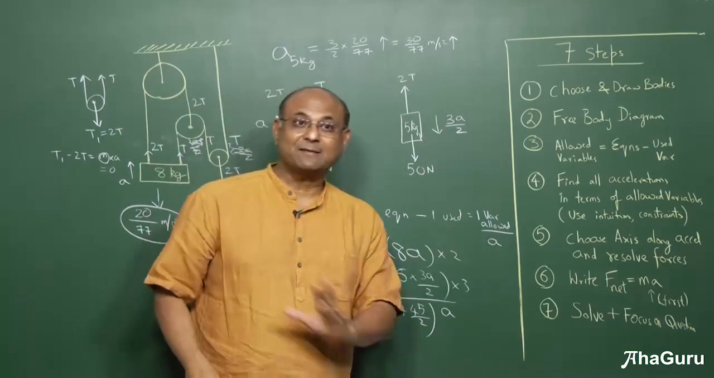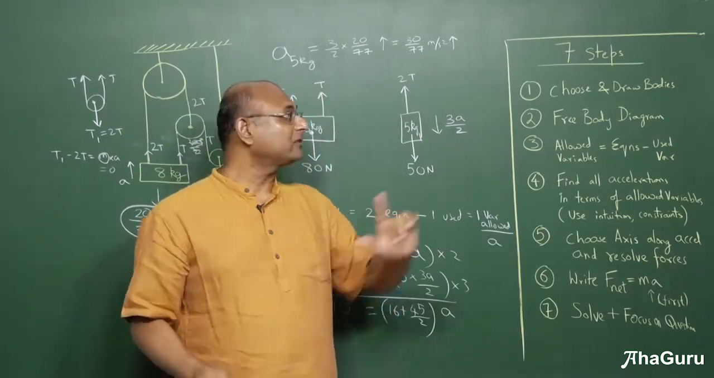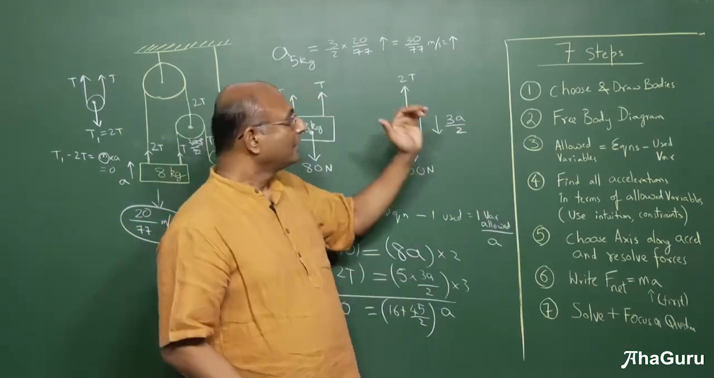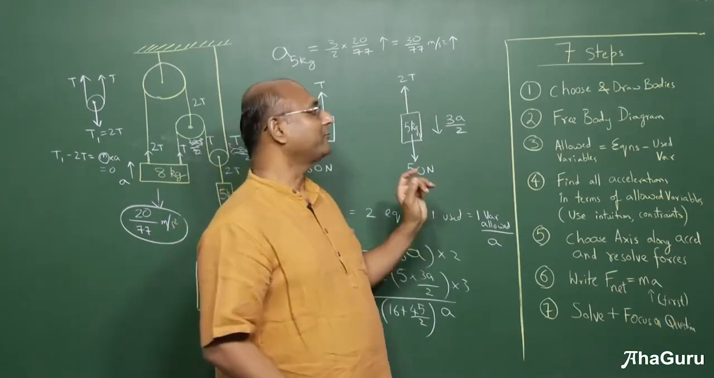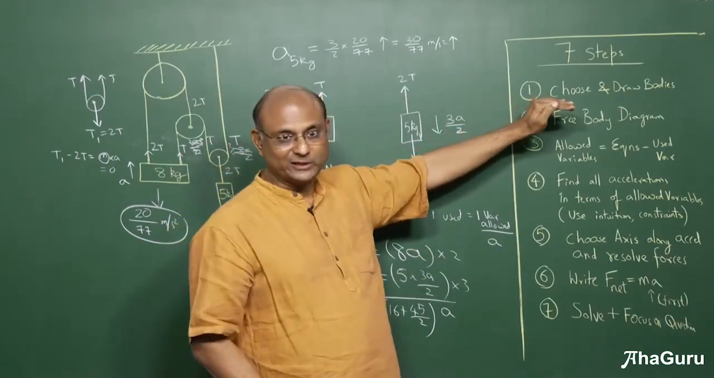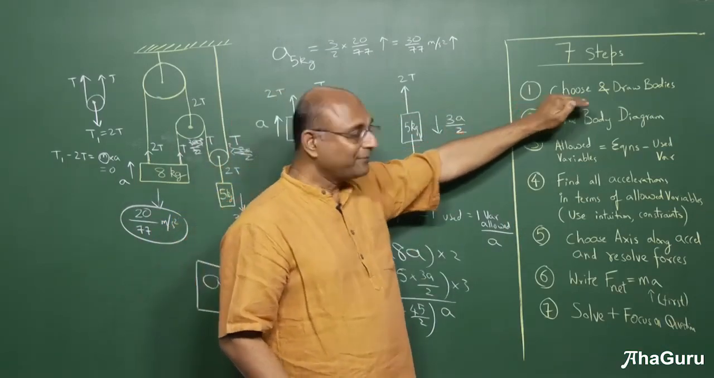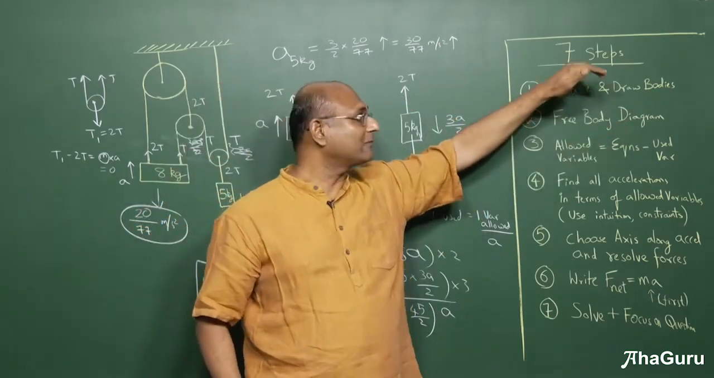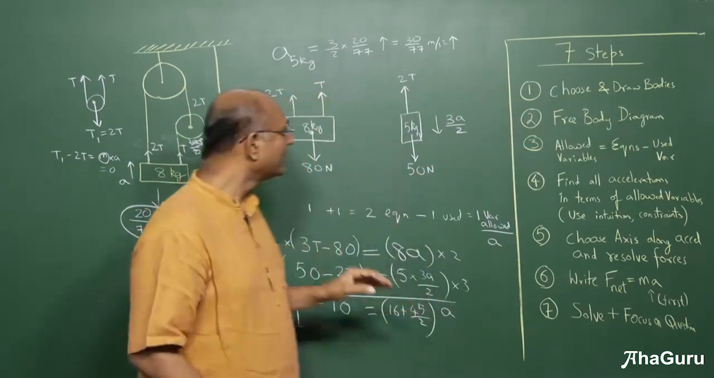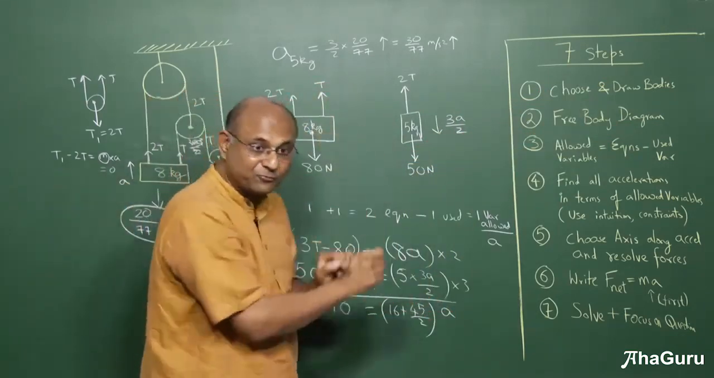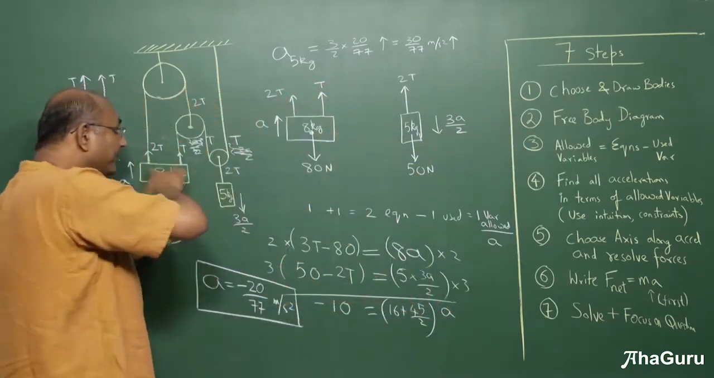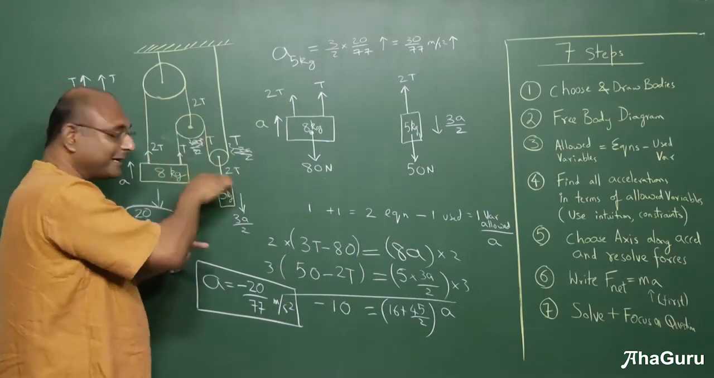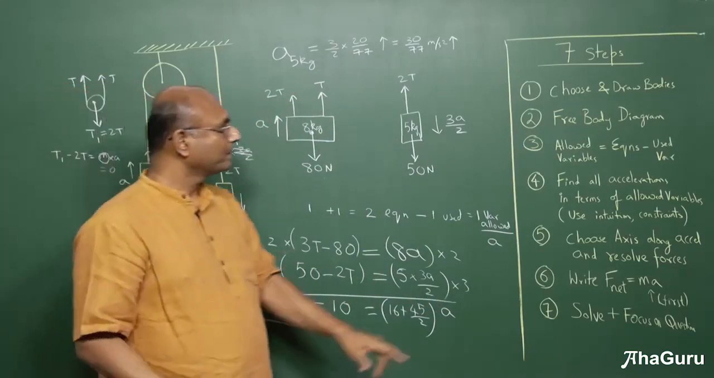So let me repeat these 7 steps, and these 7 steps are important to do in this order. I will go through these steps again carefully. First you choose and draw bodies. Only if I did that, then I can draw the forces on the body. So obviously I have to do that before I can draw the forces on the body. So once I do that, mark all the forces on the body, use as few variables as you can. If you can use T and repeat 2T, etc., do that.